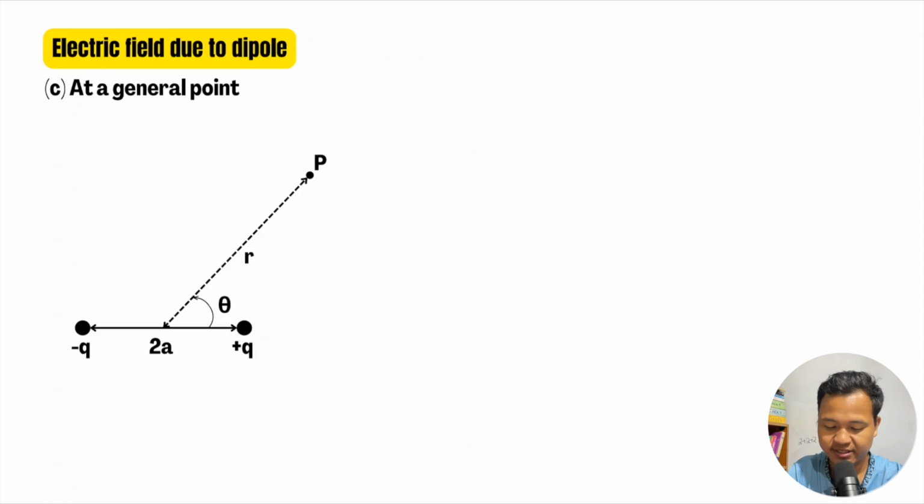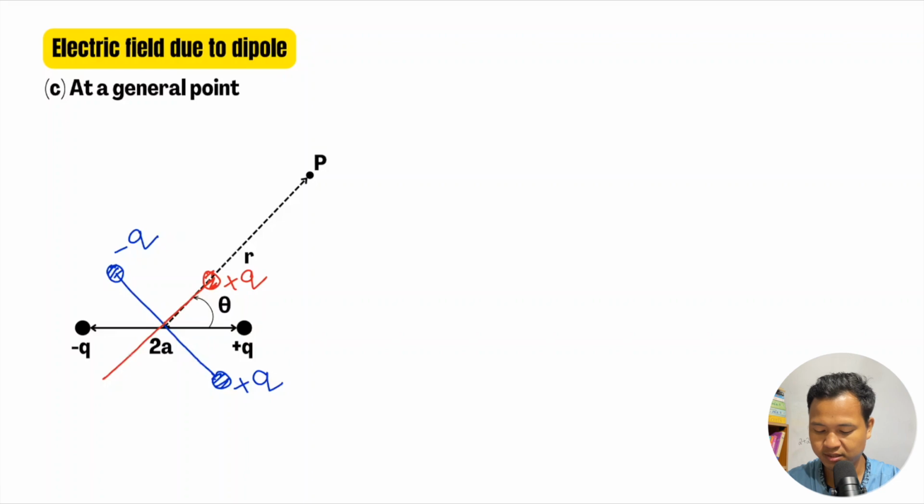Now suppose it is a general point. So instead of an axial point or equatorial point, in general the point lies at some angle theta from the dipole. So what is the electric field here? For a general point at any angle, let us solve it. First, I can take components of the dipole. I can split this into two components. One component like this, minus q and plus q, and another component like this.